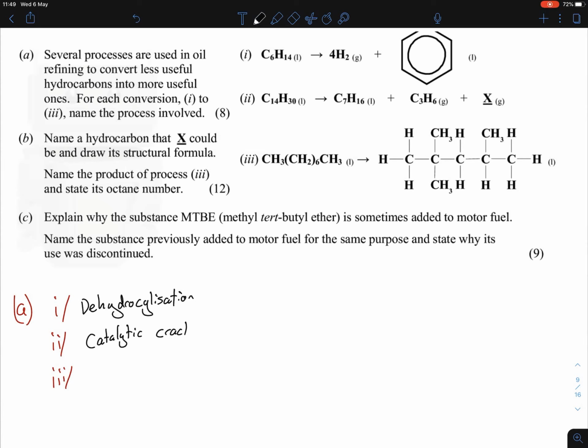And finally, for part 3, we're going from a long chain carbon compound to something that is the same, but obviously more branched. So the methyl groups are there. Therefore, number 3 there is isomerization.